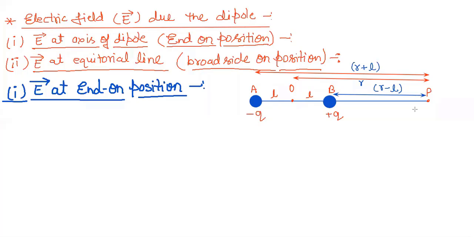So let's calculate the electric field by A on P. On P we will put the test charge. Test charge is always positive. So due to A, the electric field will be inward, and due to B, the electric field will be outward.